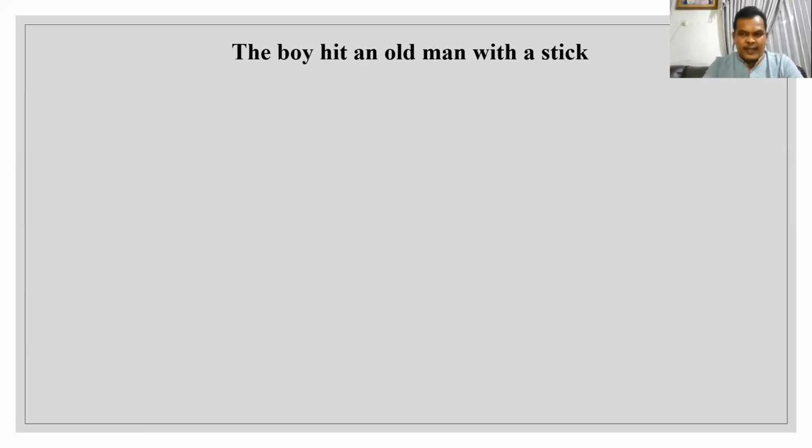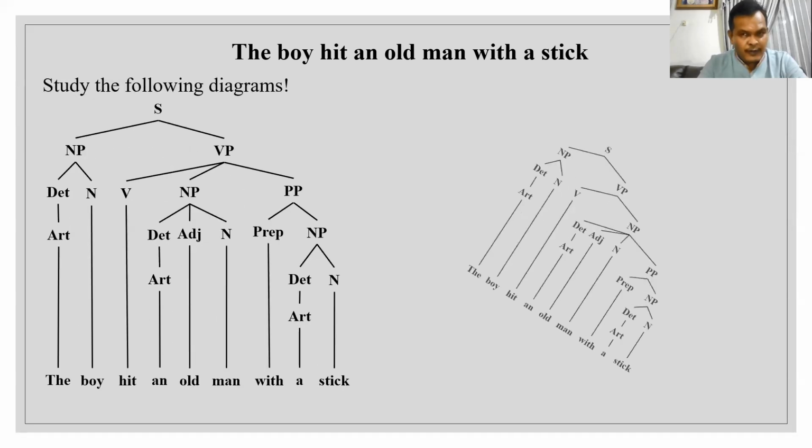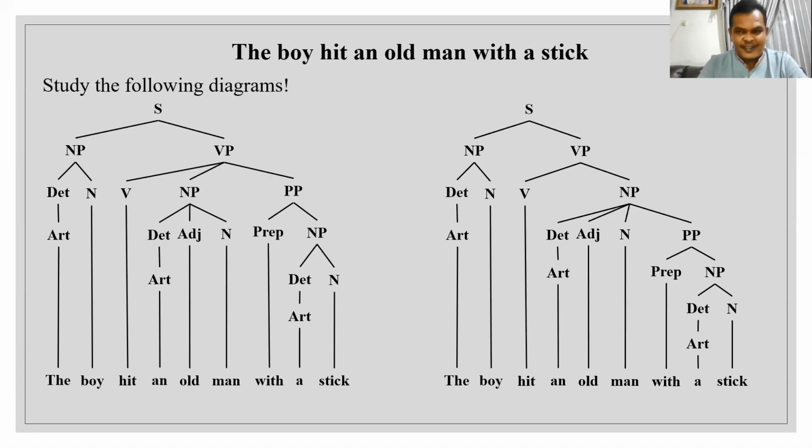It means that the difference here is caused by the preposition. So the ambiguity is found here: whether a stick belongs to the boy or a stick belongs to an old man. This meaning is revealed by the two diagrams. Now study the following two diagrams. Okay, this is the first diagram and this is the second diagram.